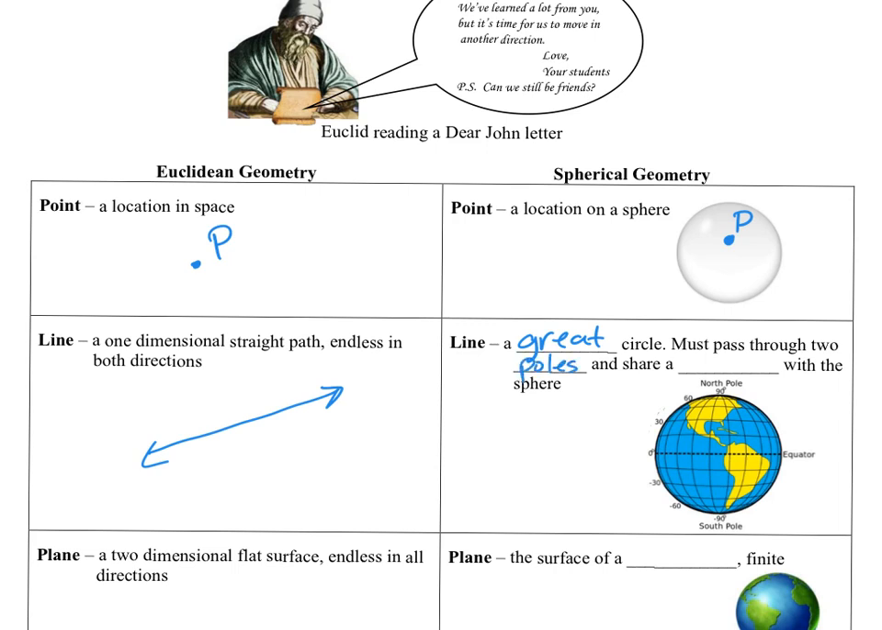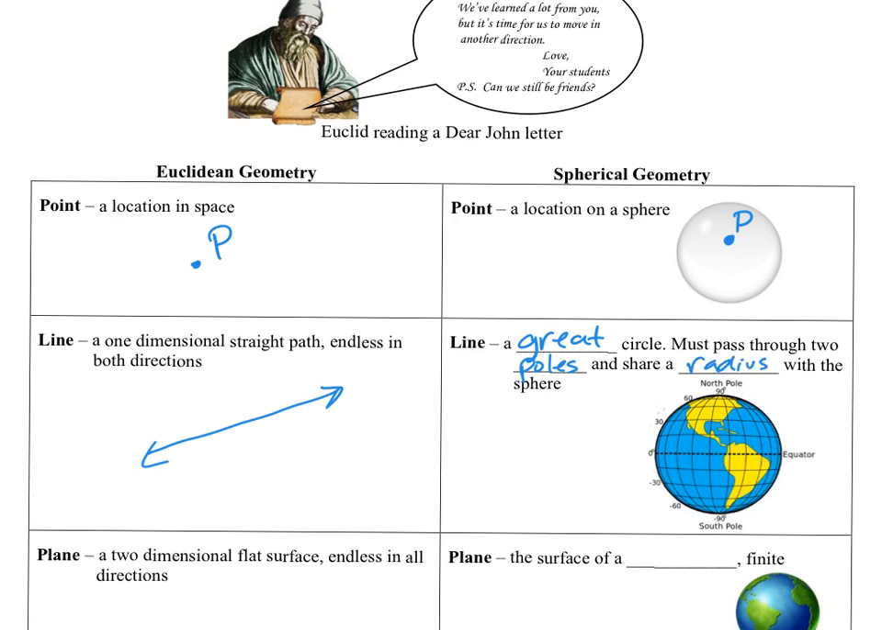And what would poles be? Well, we're used to talking about on the globe, on the Earth, the North Pole and the South Pole. But a pole can be any two endpoints of a diameter. So if you could imagine a point here and a point here, there could be a pole that is perpendicular to the North and South Pole. It would be just a diameter, and the endpoints of that diameter would lie on the equator. So a line in spherical geometry must be a great circle, and it must pass through poles and share, as we already mentioned, a radius with the sphere.